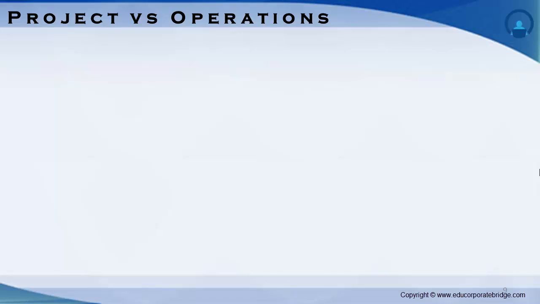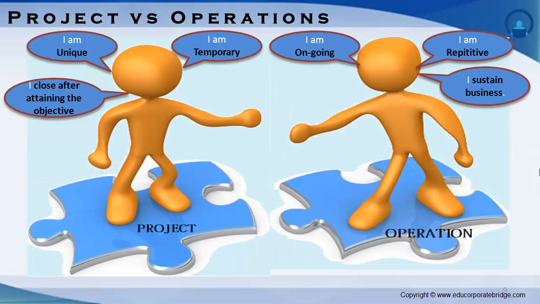Now let us try to differentiate between project and operations. As I told before, any day-to-day activity which is carried on an ongoing basis is called operation. We have already understood the concept of project in our previous slides and also briefly understood operations. Let us take the example of an automobile company. In an automobile company, the manufacturing of cars in the assembly line is a day-to-day activity which is carried on an ongoing basis. This is an example of operation.